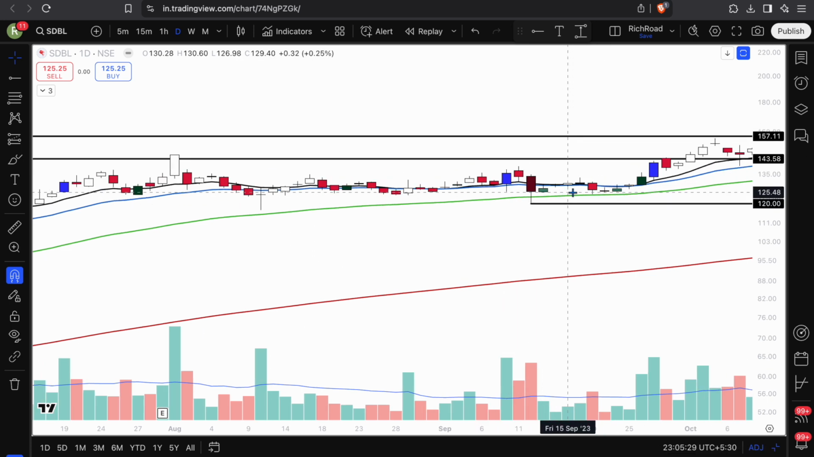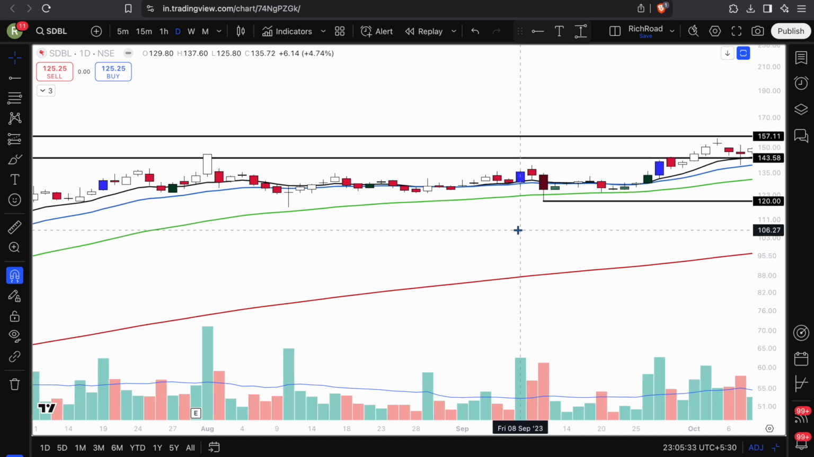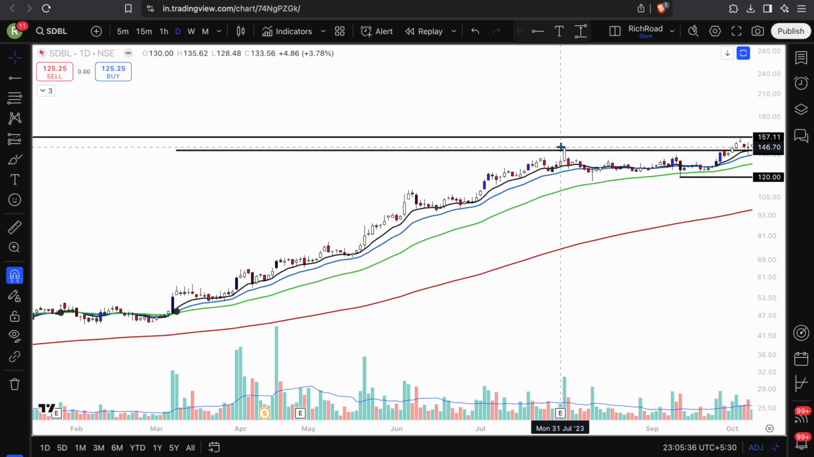point here. Now, something very crucial for you to understand. The stock is over here, and if you know, you will notice.